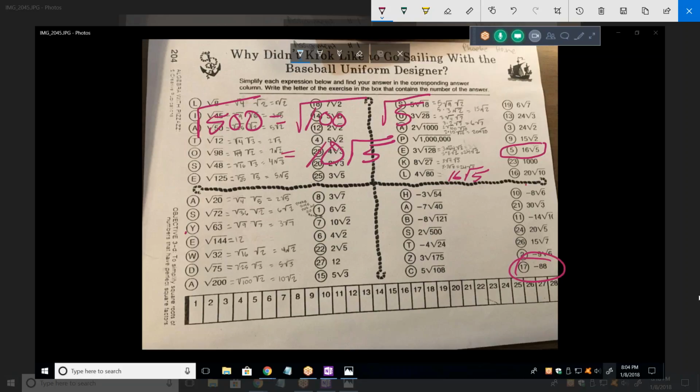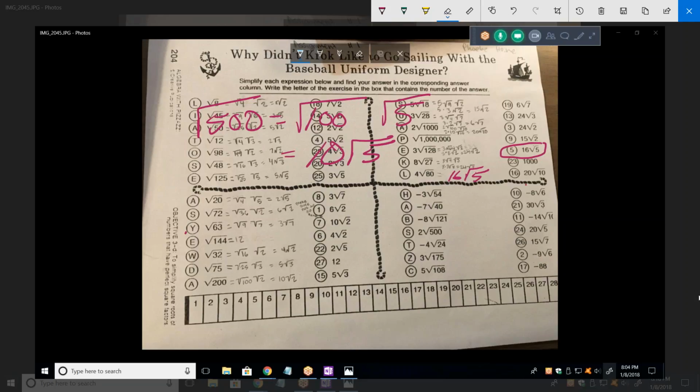I got 20 radical sign 5? Uh-huh, right there. In other words, you solve the radical, and then whatever you get, you multiply by that coefficient that was in front. And you kind of do the radical first. You kind of work right to left, not left to right, on most of these.